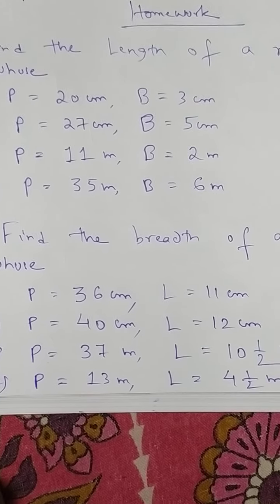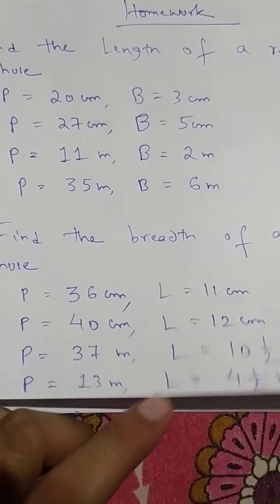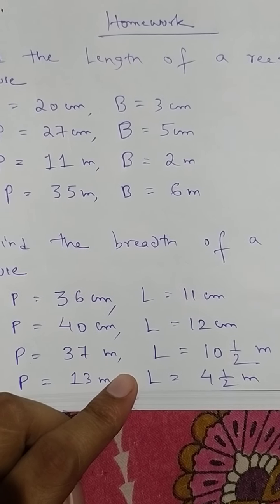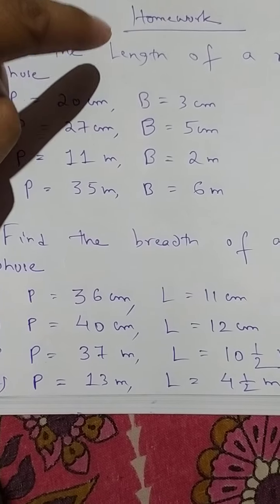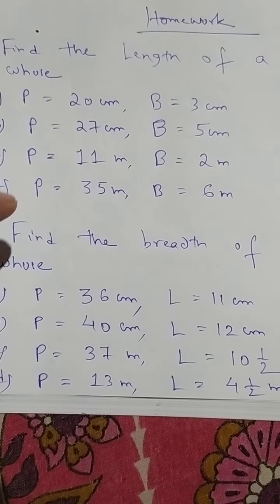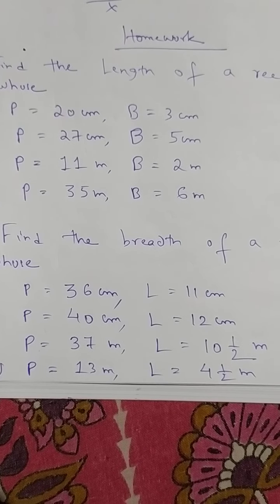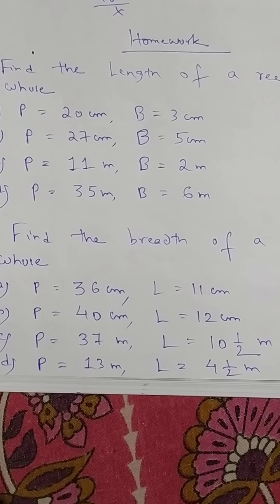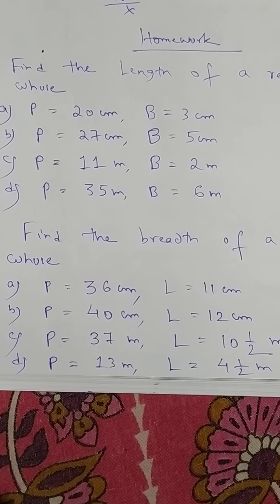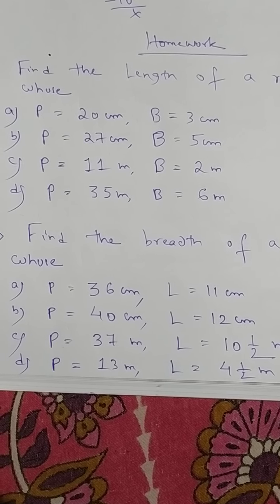So same way, what is the formula for breadth? Perimeter by 2 minus length. So using the same formula, you have to find out. First one is length, next one is breadth. And both this in the case of a rectangle. Okay, so pause the video and do this sum. And the practical homework already I have given. So just do the practical and send to me.